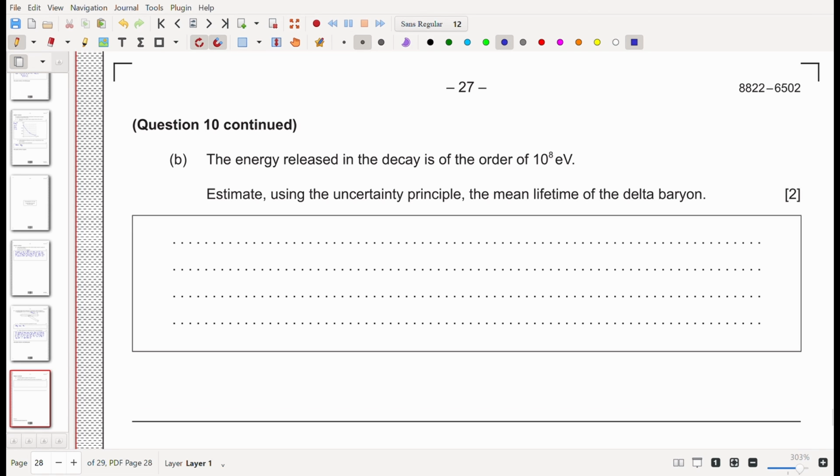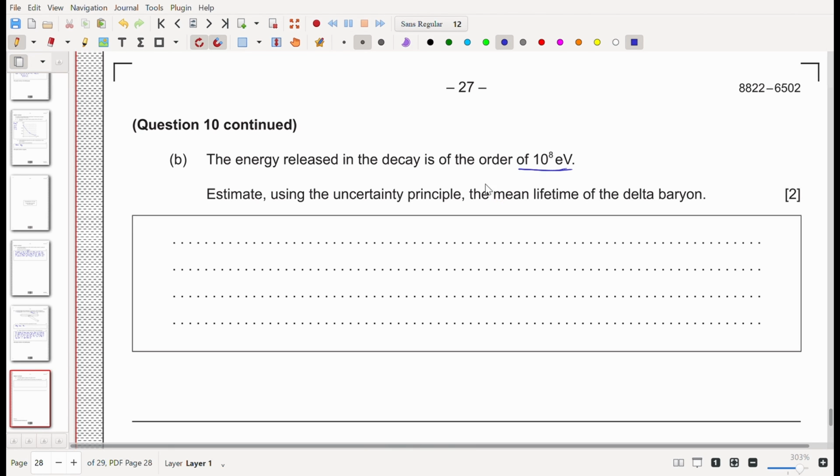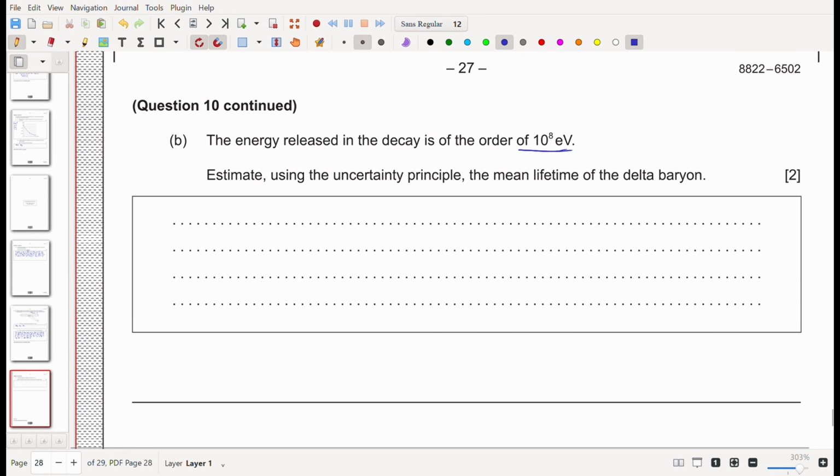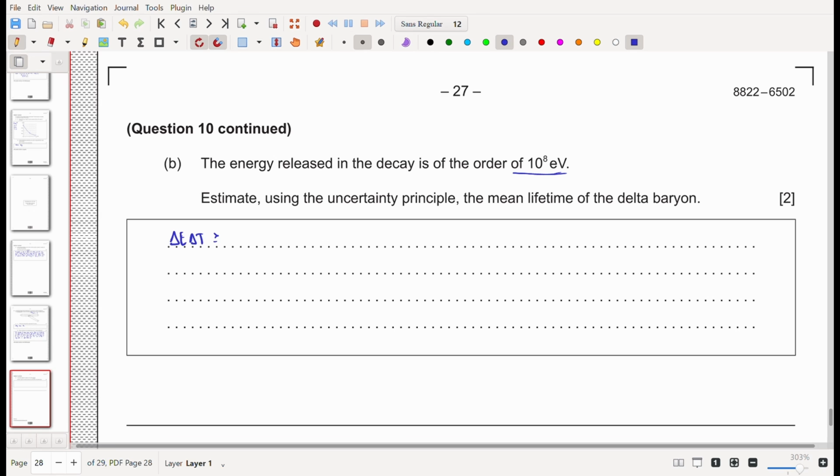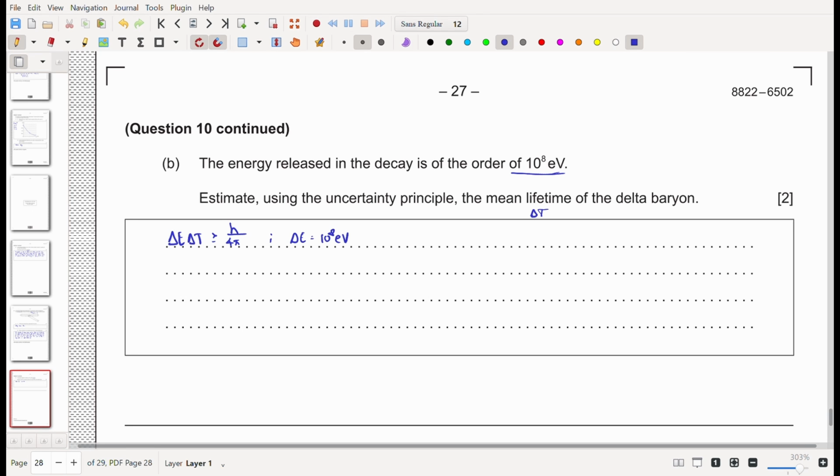So the last question of this paper, guys: the energy released is in the order of 10 power 8 electron volts. Estimate, using the uncertainty principle, the mean lifetime of a delta baryon. Your data booklet comes in really helpful here, guys. So delta E, delta T is greater than or equal to h by 4 pi. Here we're given our delta E value, which is 10 power 8 electron volts, and we are asked to find delta T. So let's go ahead and answer that.